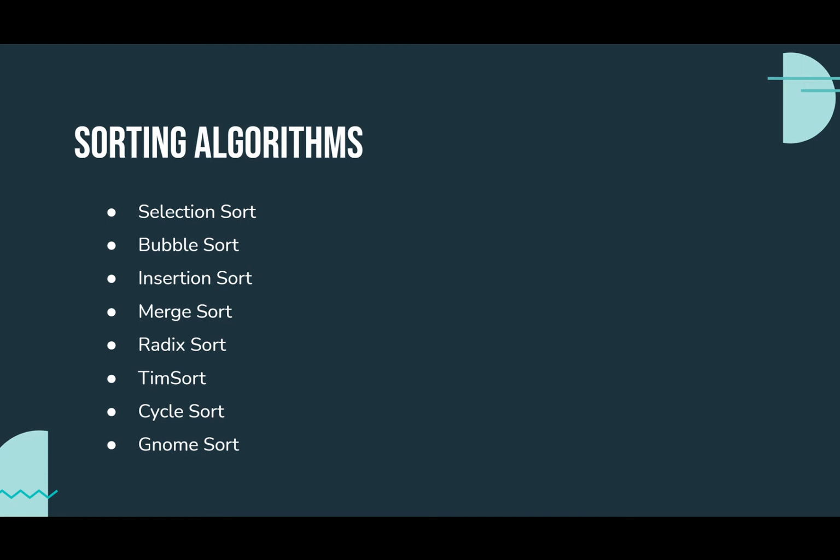And then next we have our sorting algorithms, and these are going to show up on the test, and they include selection sort, bubble sort, insertion sort, merge sort, radix sort, tim sort, cycle sort, and gnome sort. If you don't know any of these algorithms so far, it's fine. We'll be going over them in the resources section where you can learn more about them and conceptualize them to the best of your understanding.